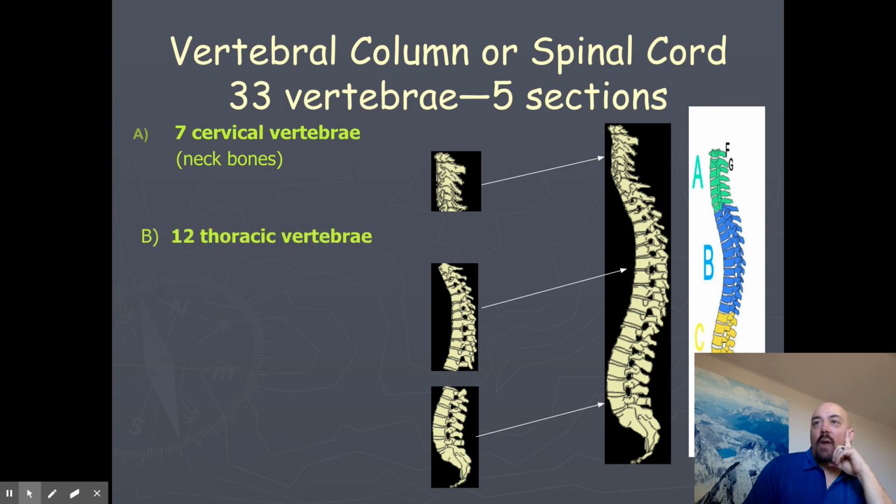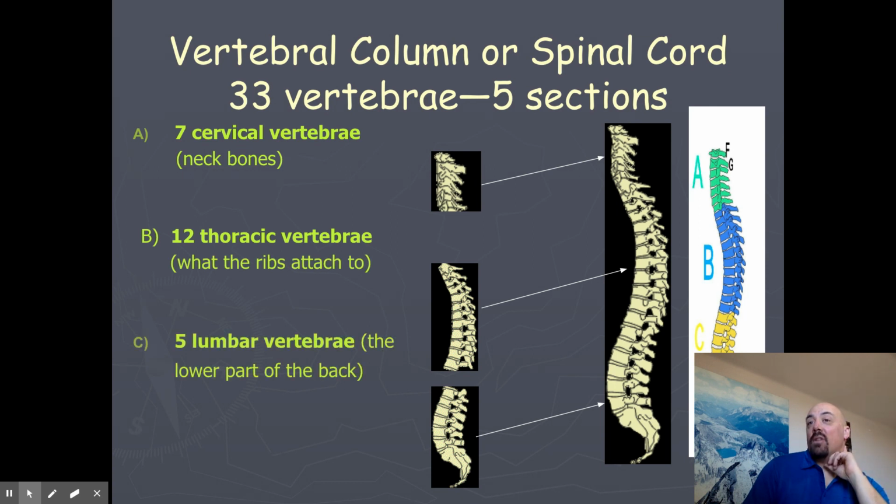We have 12 thoracic vertebrae. Those are the ones of our ribs. It's all in blue right here. The ribs attach on the backside to these thoracic vertebrae, and they attach on the front side to our sternum. We have 5 lumbar vertebrae. This is in yellow. The lumbar vertebrae are very, very thick, very strong.